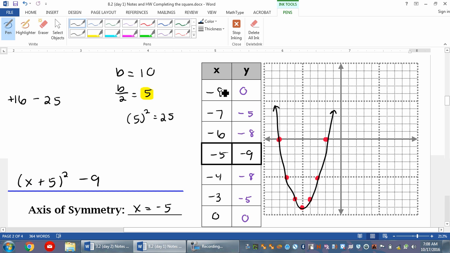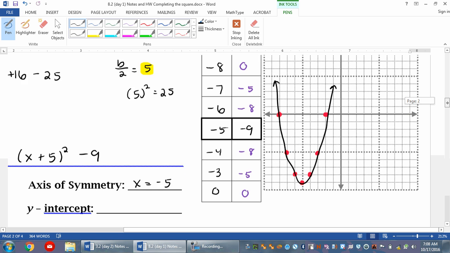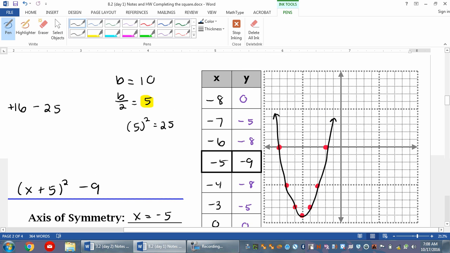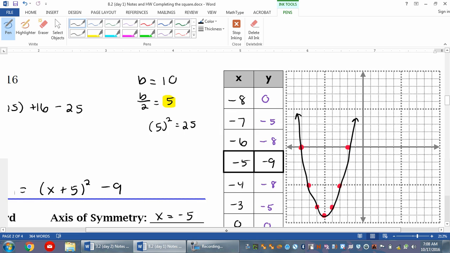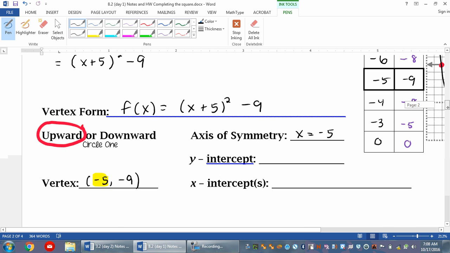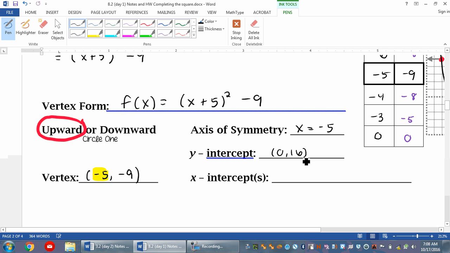I went all the way up to 3 smaller and 3 bigger just so you can see those x-intercepts right there. Now for the y-intercept, the parabola is going to keep going up, so it's going to be somewhere up here. When the equation's written in vertex form, you can see the vertex. When it's written in standard form, you can actually see the y-intercept. This right here is the y-intercept. Lastly, my x-intercepts are at negative 8, 0 and negative 2, 0.